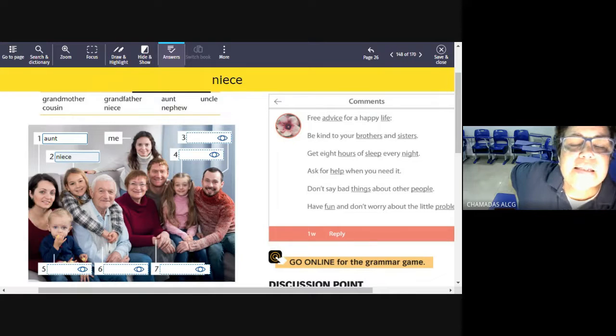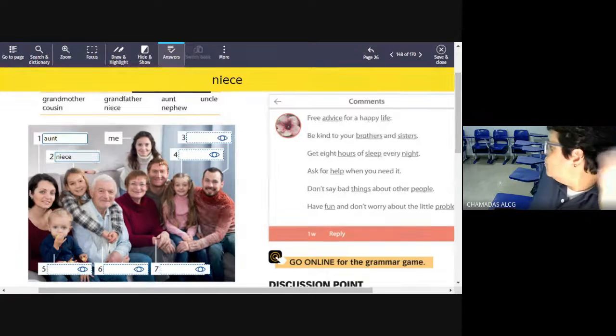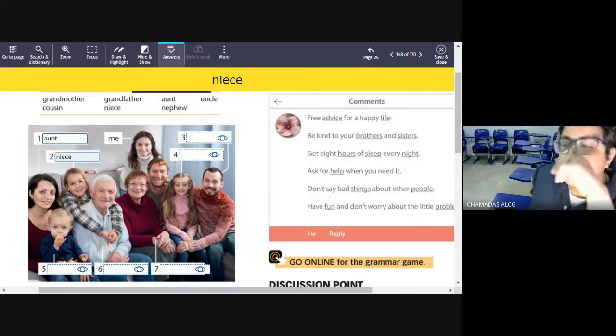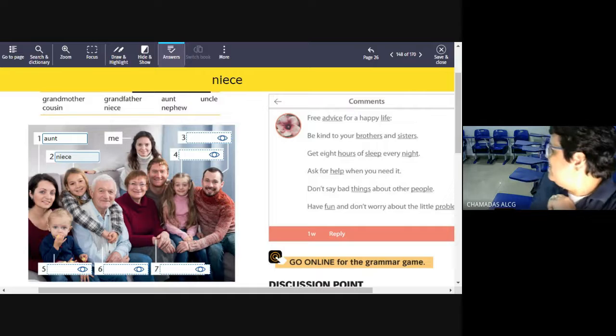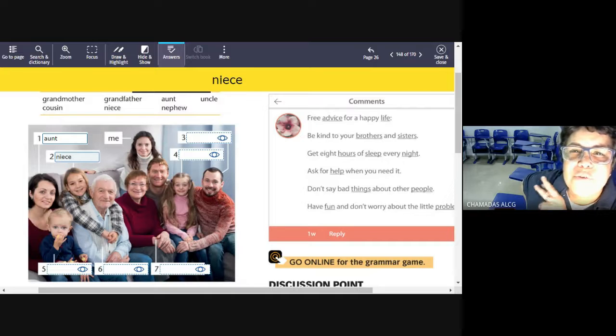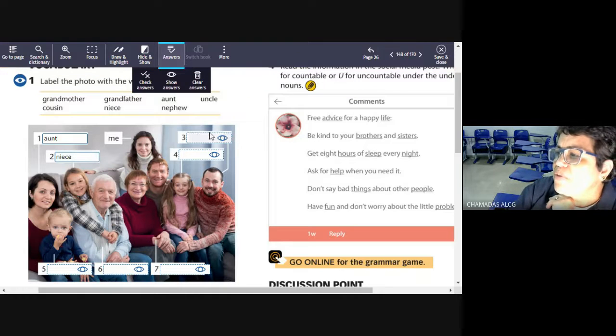Niece. Niece is the same as sobrinha in Portuguese. Okay? Niece. Try to say that. Niece. Yes. In my case, for example, I don't have a niece. I have 3 nephews, 3 boys. Okay? So number 3. Who is number 3?